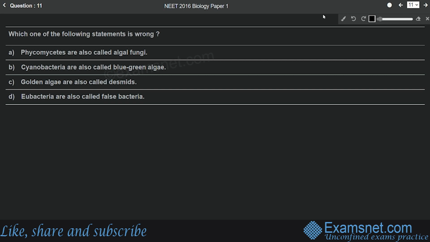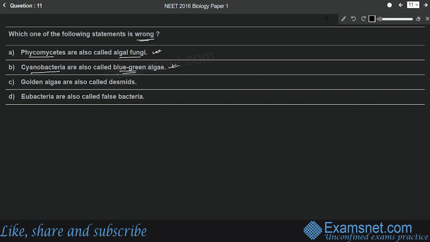Now question number 11 is from the chapter Biological Classification, and the question is which one of the following statements is wrong. So we have to find out the incorrect statement. Okay. The first statement says phycomycetes are also called algal fungi. So this is a correct statement. So phycomycetes are called algal fungi due to their resemblance with the algae. Okay. Then the second statement says cyanobacteria are also called blue-green algae. Again, this is a correct statement.